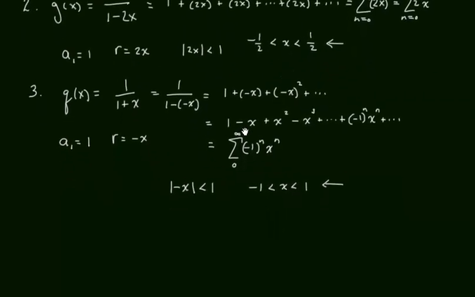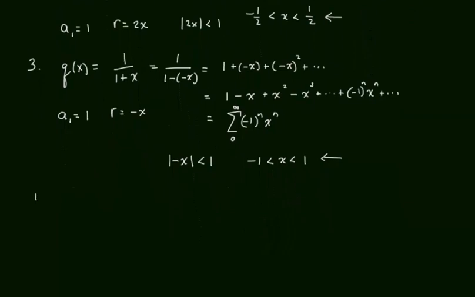And let's see, let's move this up so we can look at the fourth one. The fourth one we're going to call p of x, and p of x is 1 over 1 plus x squared. A1 is 1. Common ratio, can you see this? The common ratio is negative x squared. So first term is 1, the next term is negative x squared plus negative x squared squared plus dot dot dot.